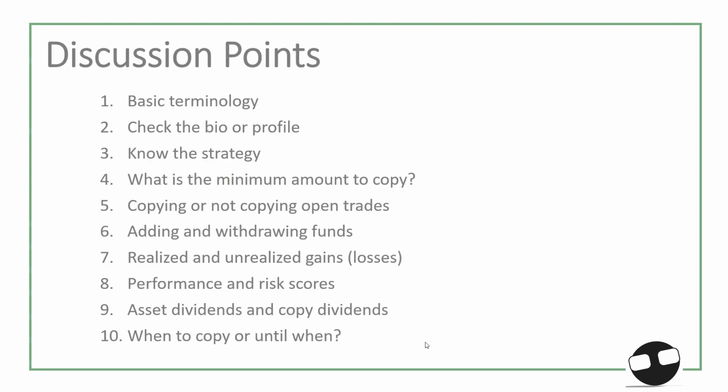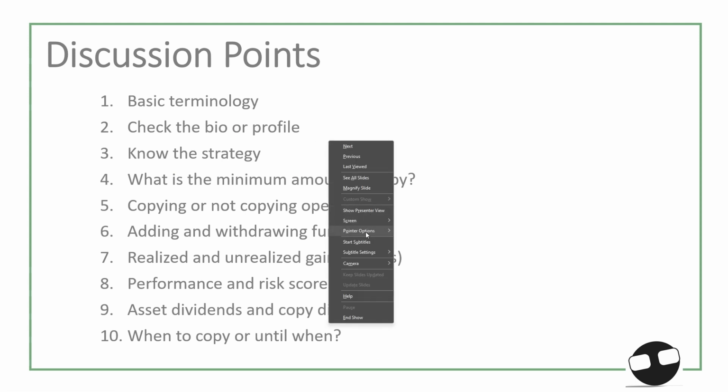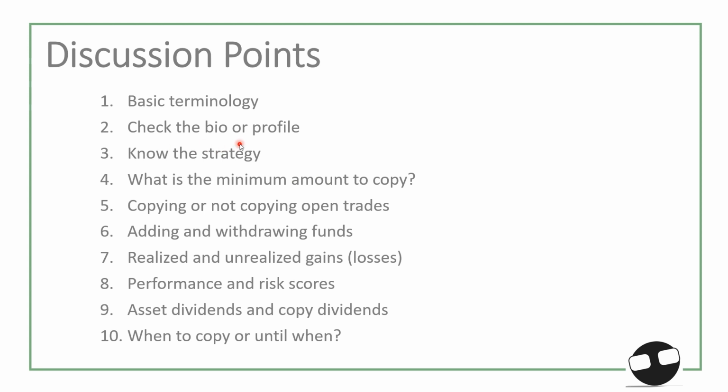And then for our discussion points, I tried to narrow down the presentation into 10. So the first one is that we have the basic terminologies, and then checking the bio of the PI or the popular investor, and then knowing the strategy, how to know the minimum amount to copy, and then deciding on to copy existing trades. Number 6, we have the adding and withdrawing funds. 7, realized and unrealized gains or losses. 8, performance and risk scores. 9, we have the asset dividends and the copy dividends. And then lastly, we have the when to copy or until when.